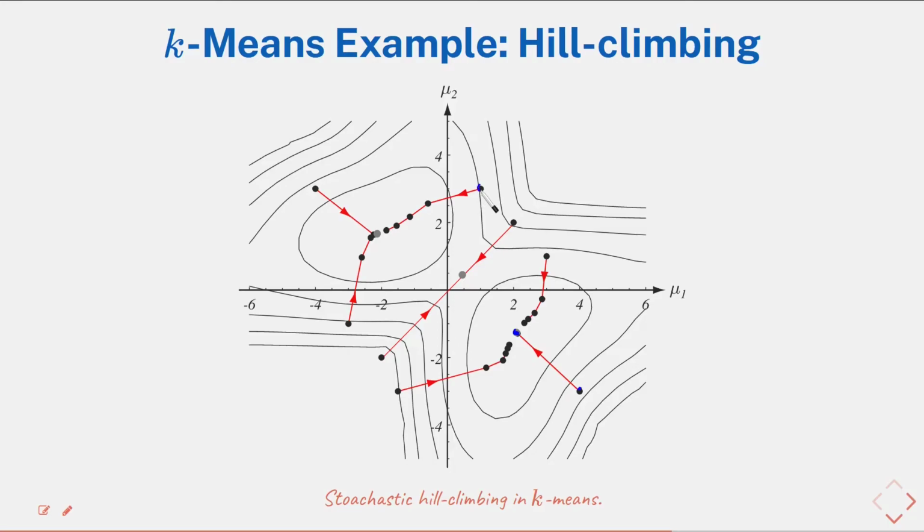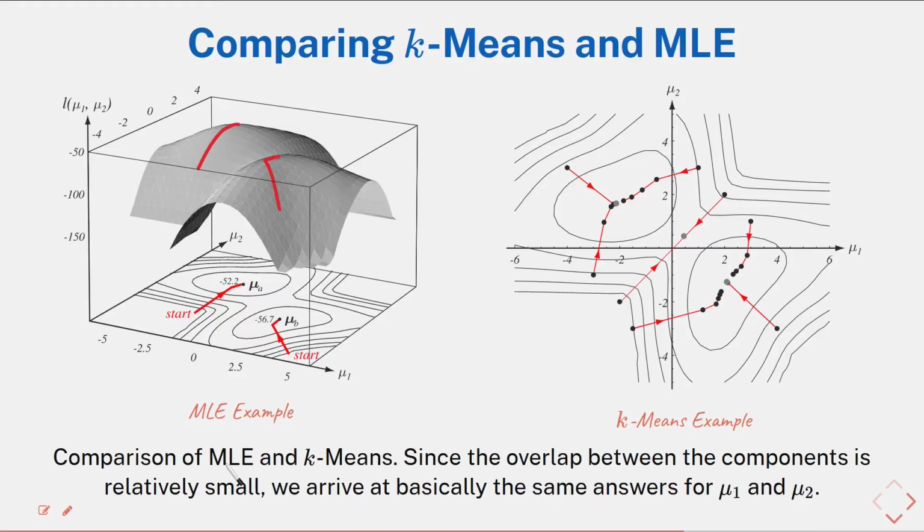And no matter where you start, if you go down the gradient of your likelihood space, then you will end up at the same location, unless you hit something weird like a saddle point. Again, you need to be careful of local minima and local maxima. So maximum likelihood estimation and k-means are very similar to one another. Since the overlap between the components is relatively small, in other words these densities are pretty far apart from each other, we arrive at basically the same answers for each of the mean estimates for component 1 and 2.